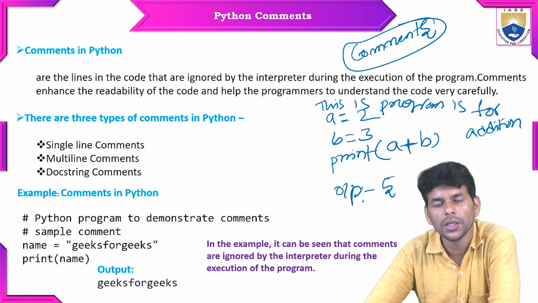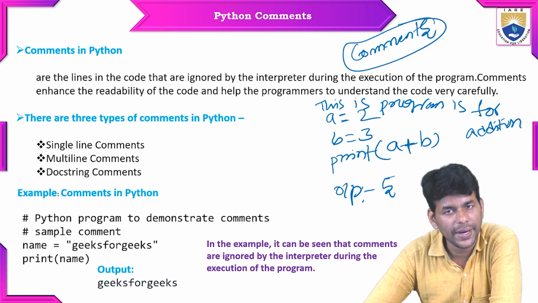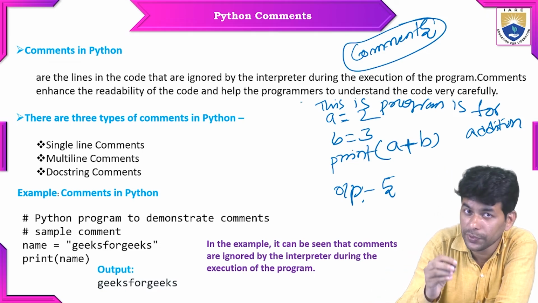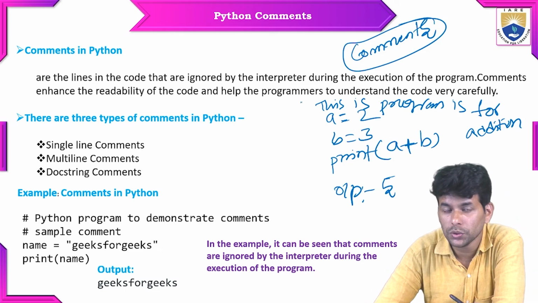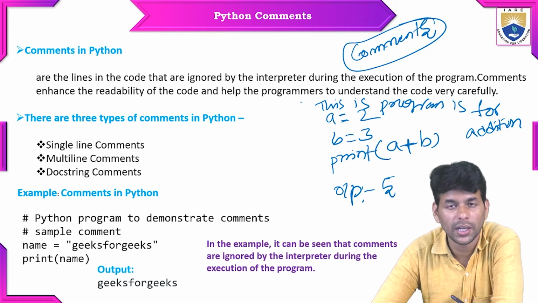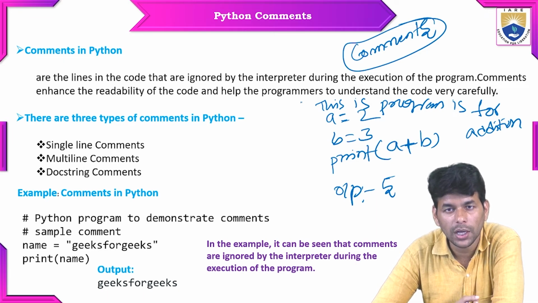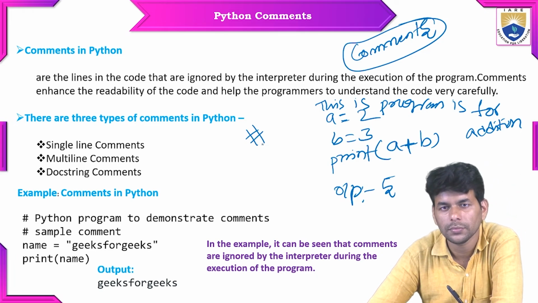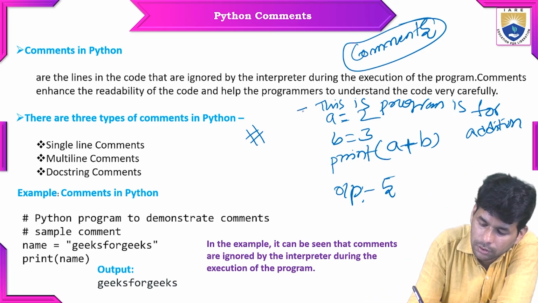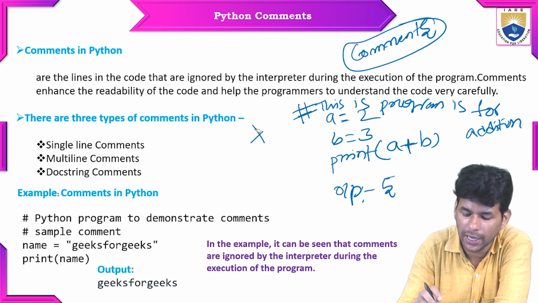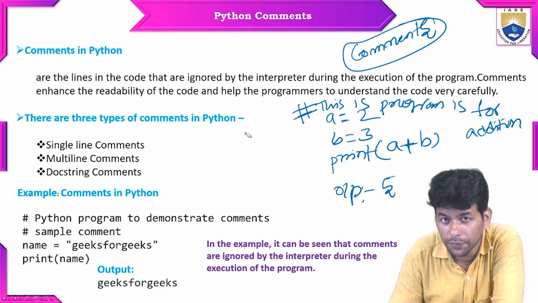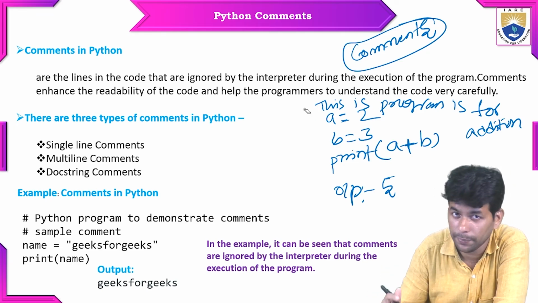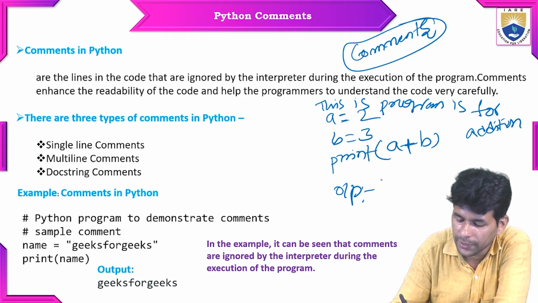What will I do here? Here I have to use a concept called comments. In Python, we have three types of concepts for commenting. The first one is the hash symbol. If I keep the hash here, is that clear? If I keep the hash here, my output is 5. Otherwise, if I didn't keep my hash here, my output is some error.